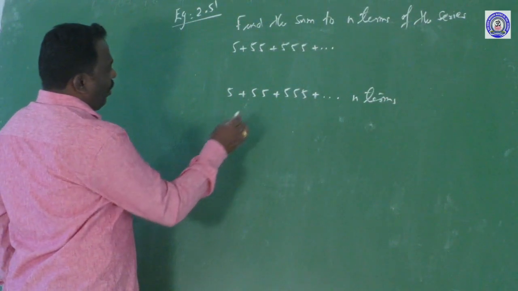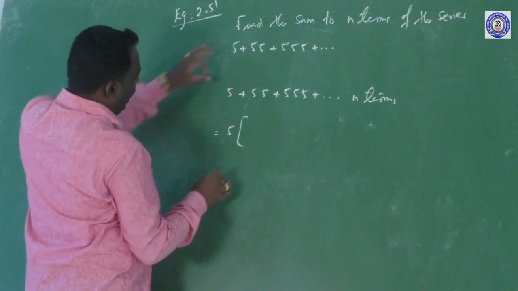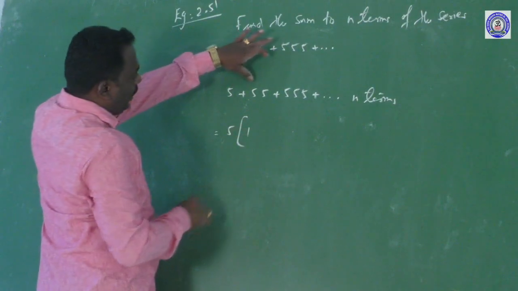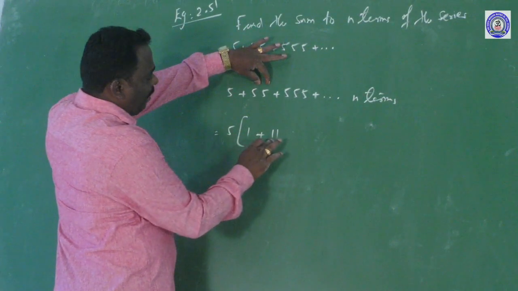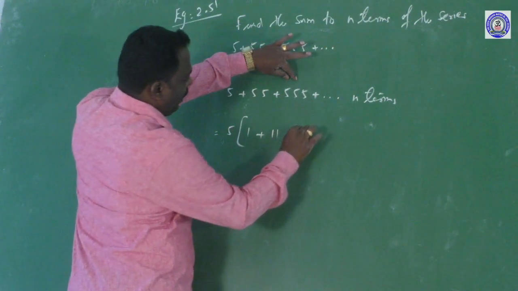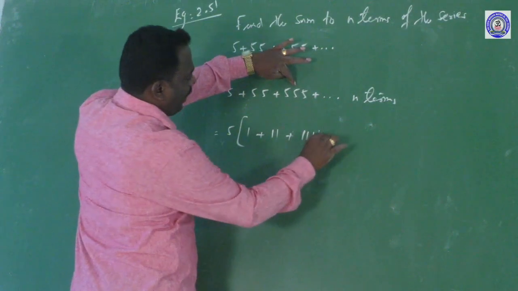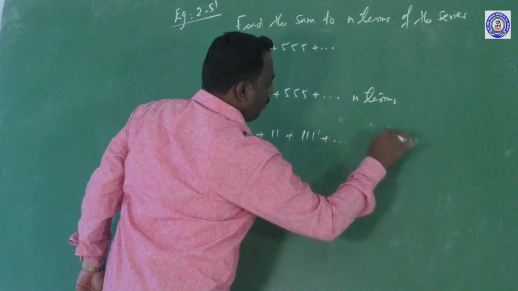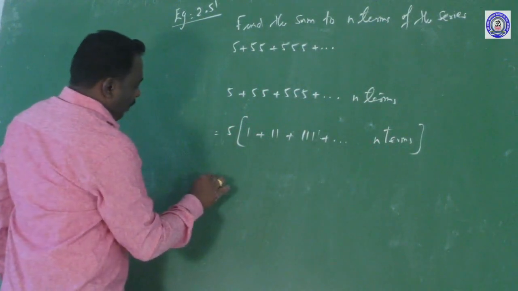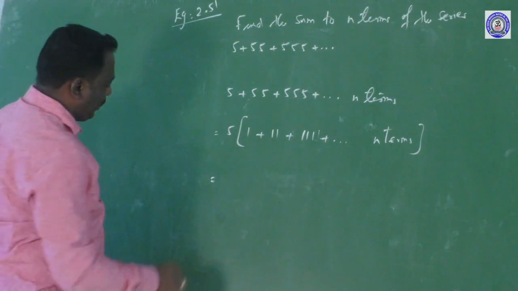So here we want to take 5 out from all the terms. You can take 5 as common. If you take 5, the remaining is 1. If you take 5, it is 11. 5 into 11 is 55. Plus 555, 5 into 111 becomes 555, plus etc., up to n terms. Now what do we want to do? We want to multiply and divide by 9 in this equation.